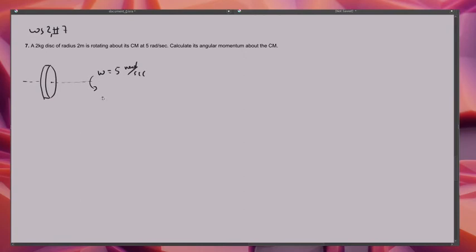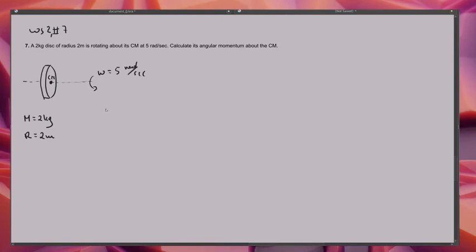And radius r and the mass of this stuff is given. So I'm going to put here big mass is 2 kilograms. And then the radius of the disk is 2 meters. And I'm asked to calculate the angular momentum about the center of mass. Of course, center of mass is right here at the center. So here's just cm, center of mass.